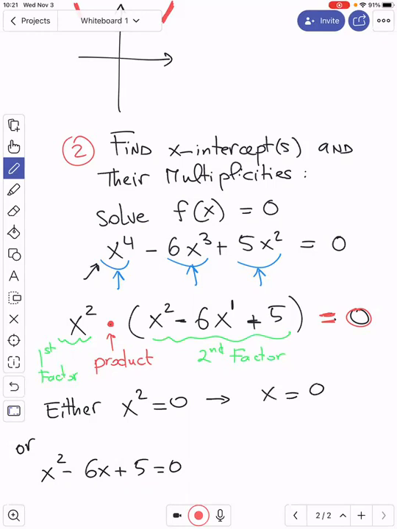Okay. Now, the question is, what's the multiplicity of this solution, right? We have this solution x equal to 0. So how many times is 0 a solution of this equation? Because as you can see, x squared is like x times x, right? So either the first x is 0 or the second x is 0.